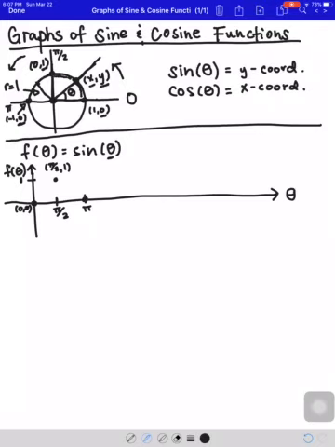All right, let's keep moving around the unit circle. Now we're coming down, we're in the third quadrant. Notice our y coordinates are actually negative, and they keep going down until we reach the bottom of our unit circle. And what is this angle here? This is the angle 3 pi over 2.